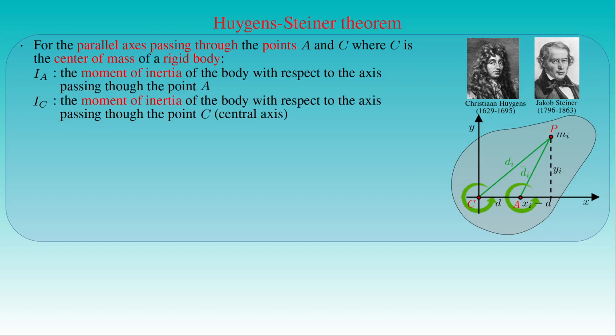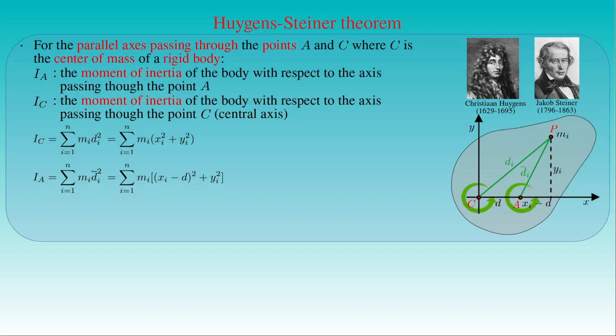Because the position of the point P is arbitrary within the body, these distances are always measured in the plane perpendicular to the parallel axes that intersects the point P. Then we can write the moment of inertia IC of the body with respect to its central axis as the sum of the mass mi times the square of the distance di of the point mass from the central axis, from i equals 1 to the number of point masses n. This is equal to the sum of the mass mi times the sum of the square of the x-coordinate of the position of the point mass mi and the square of the y-coordinate of its position, from i equals 1 to n. Similarly, the moment of inertia IA of the body with respect to the axis passing through the point A is given by the sum of the mass mi times the square of the distance d bar i of the point mass from the axis, from i equals 1 to n.